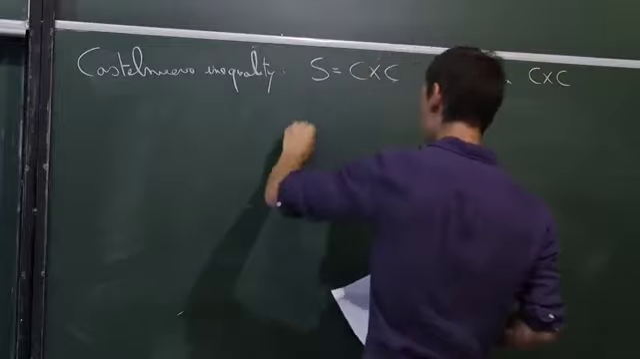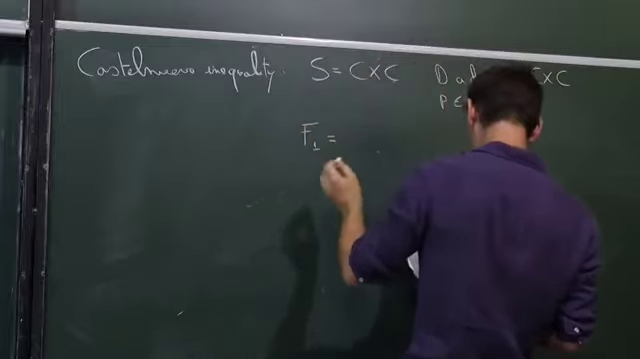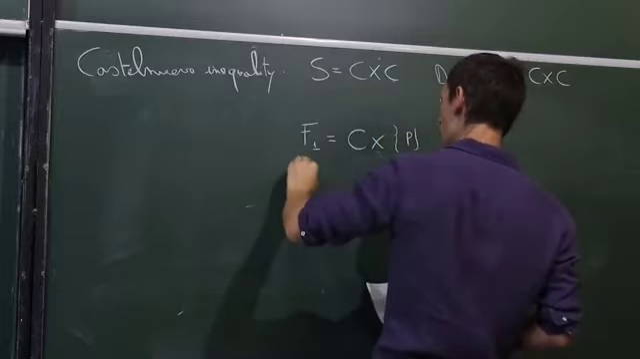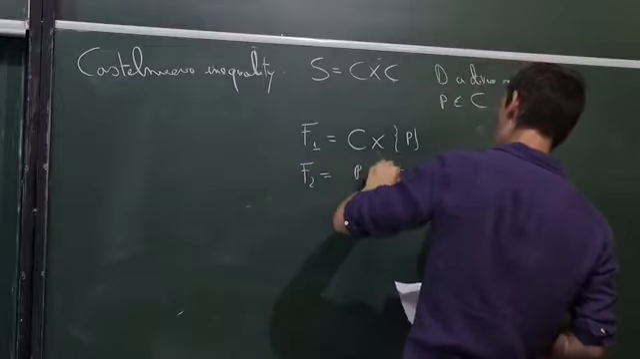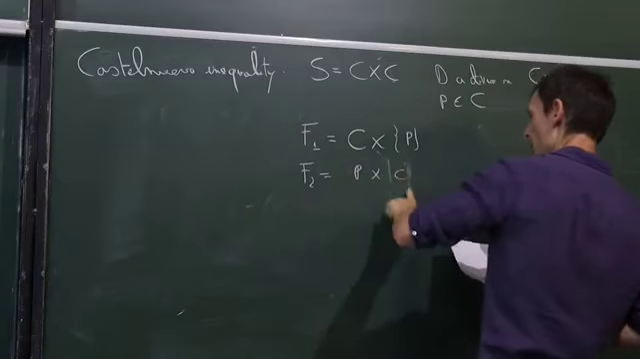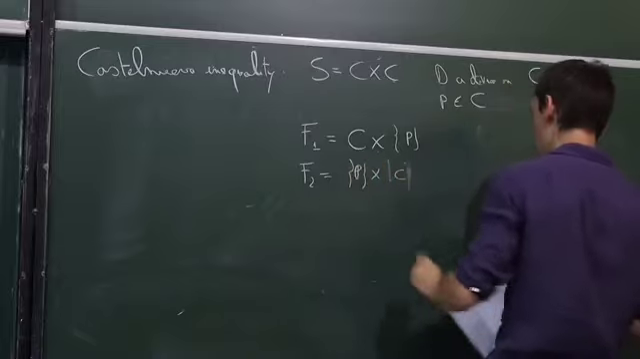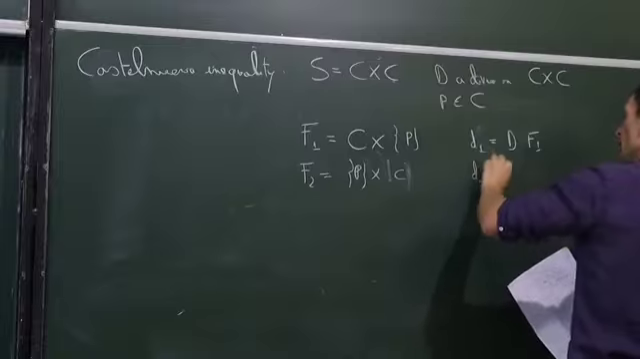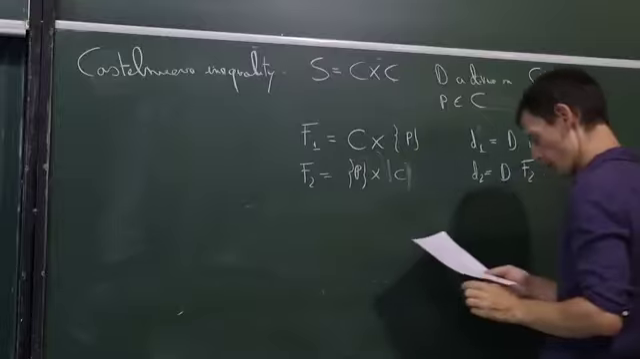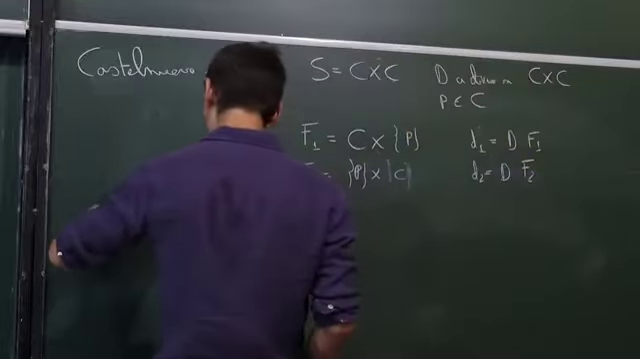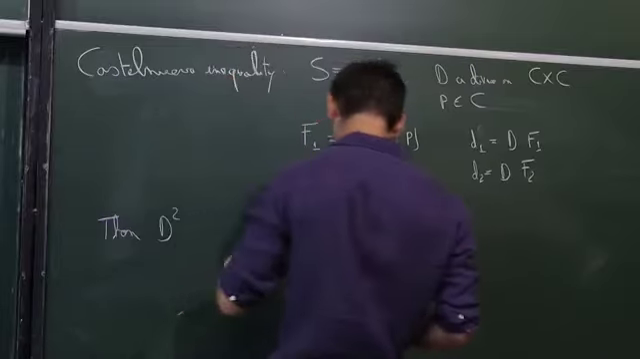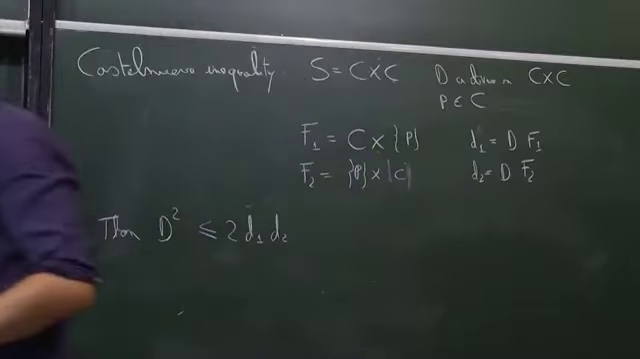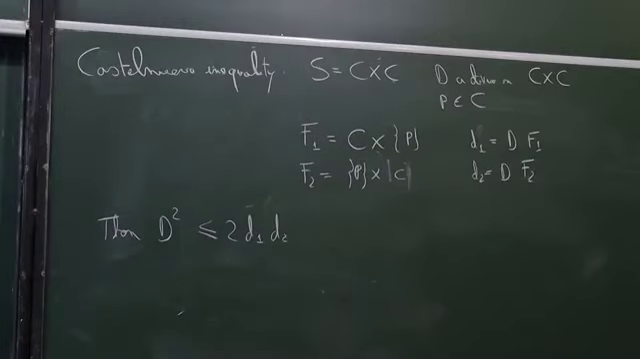I'm going to introduce two special divisors. So F1 is going to be C times P, and F2 is going to be P times C. And D1 is the intersection of D with F1, and D2 is the intersection of D with F2. And then Castelnuovo inequality says that D square is smaller or equal to D1 D2. Okay, let's look at the proof.